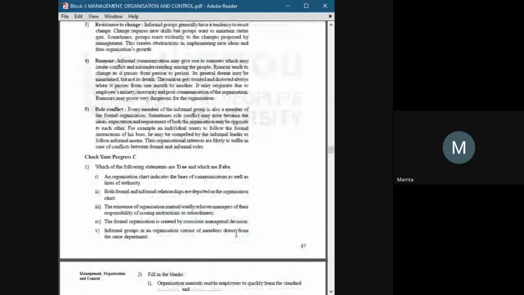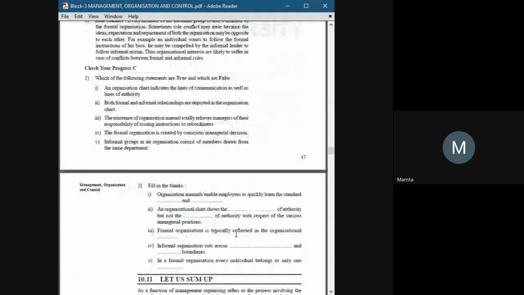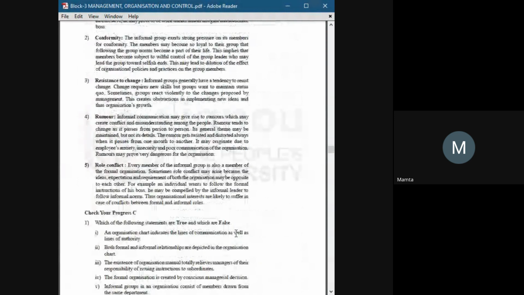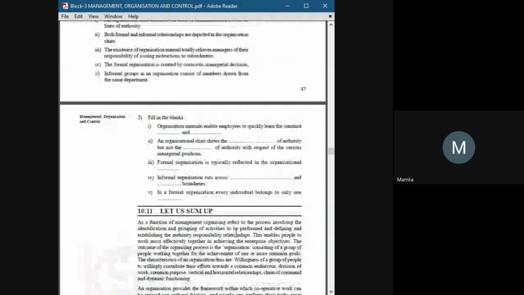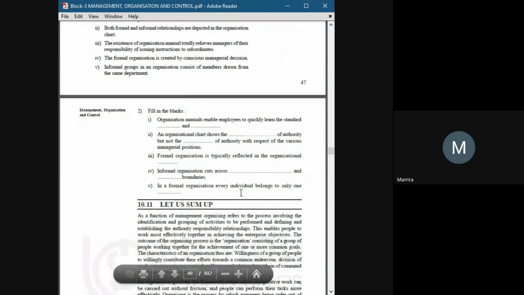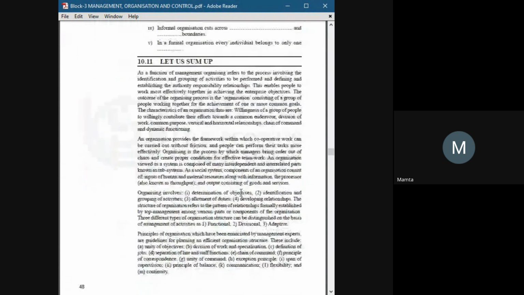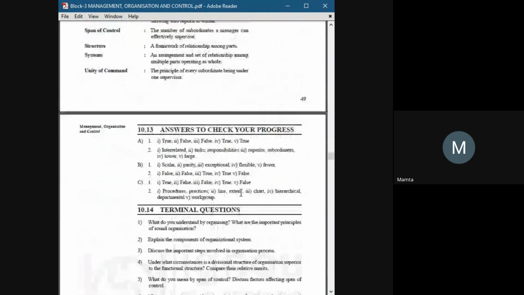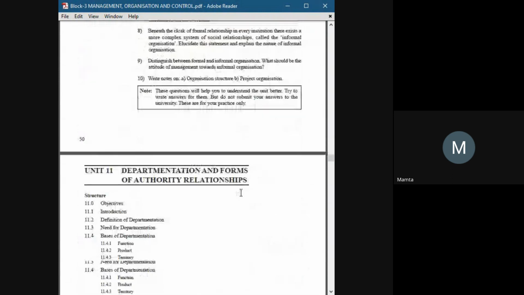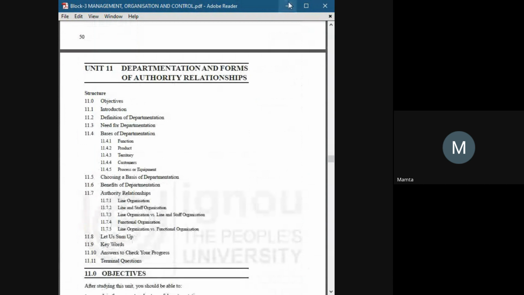Yes, this unit is completed because it just has some advantages of formal or informal organization, and I guess we have discussed it much in a different block or in a different subject, also we have learned it in communication. So it's clear. Unit number 10 is also completed here. If you have any questions, you can ask. In the next class, we will start unit number 11.